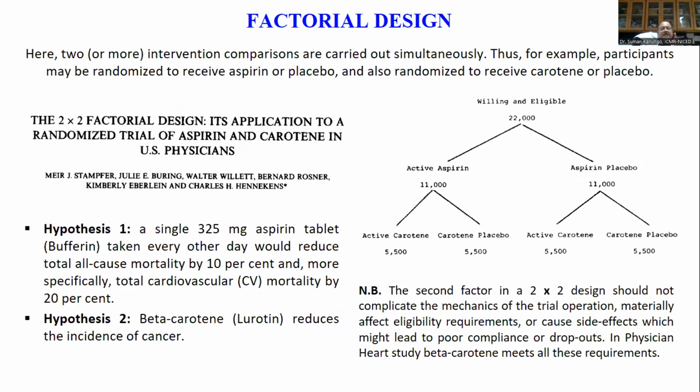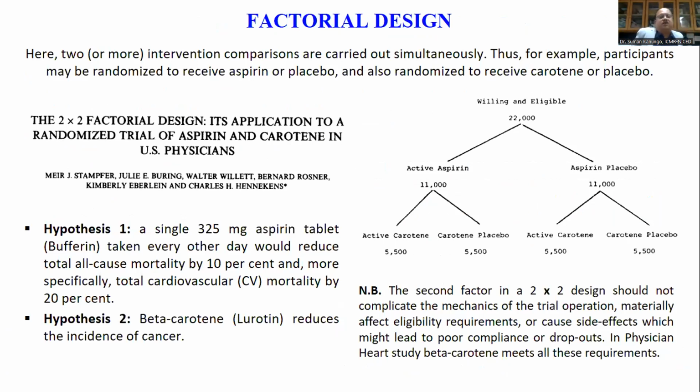Another design is the factorial design. This is complicated, but very interesting. Here, two or more intervention comparisons are carried out simultaneously. For example, participants may be randomized to receive aspirin or placebo and also randomized to receive beta carotene. So let's see how it is done.